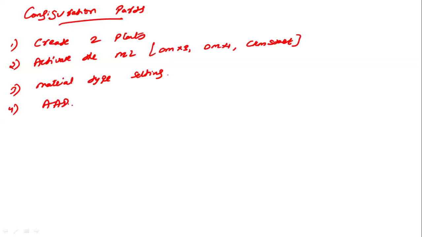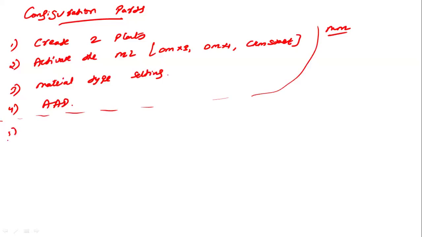Okay, and when you're doing material type settings, you need to create two materials. I'll take that later. Okay, or let me take it right here itself. After you do so many, you're going to create two plants. You're going to activate the material ledger. You're going to do the material type settings, and you're doing automatic account determination. So these are the basic config, in the enterprise structure.